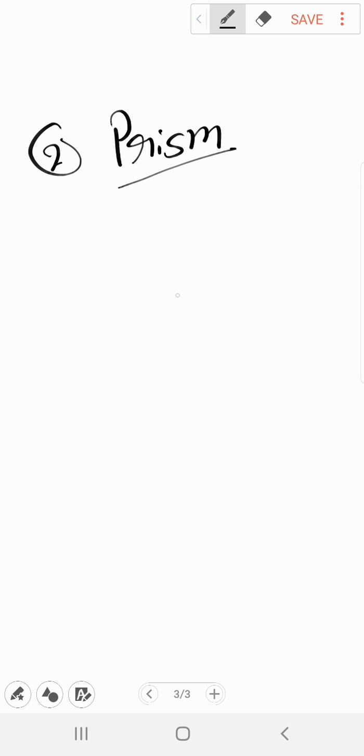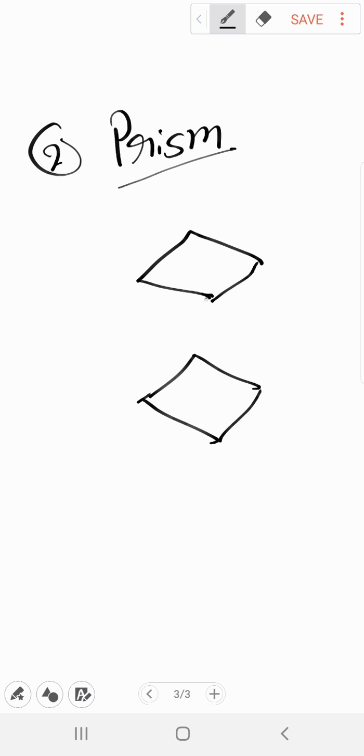Now, in a prism, there are no triangular faces, but instead we have rectangular faces. So in this, we will not have an apex point. If we have a square base, then it will have a top face that is also square, and it is joined by the rectangular faces.